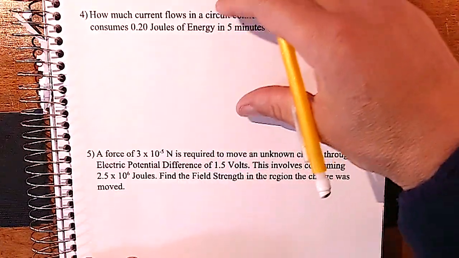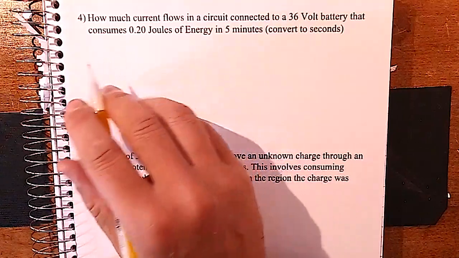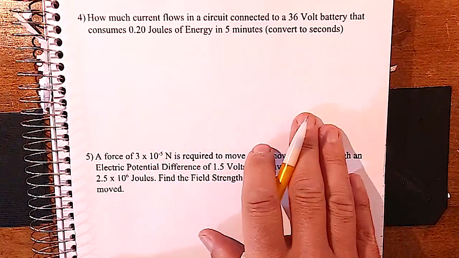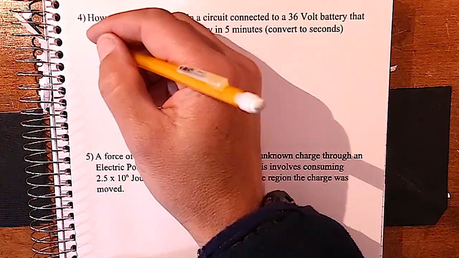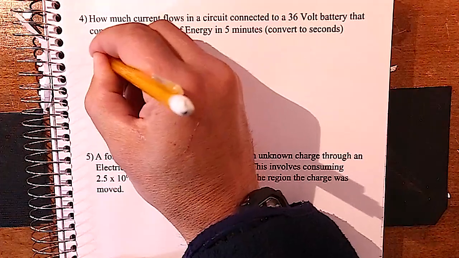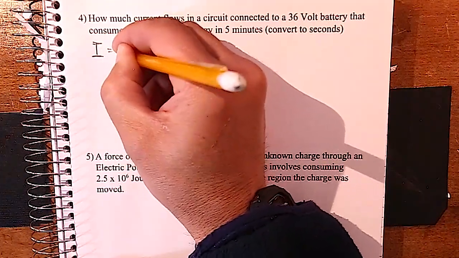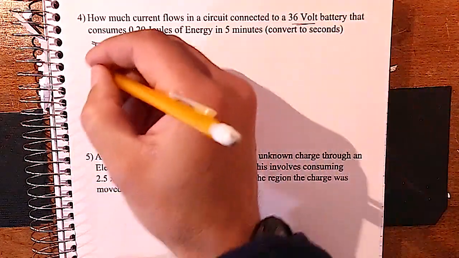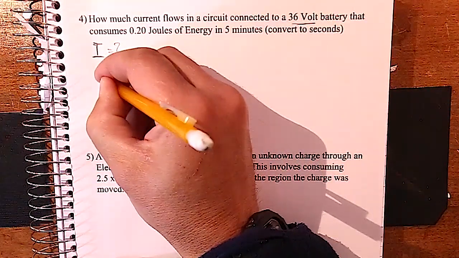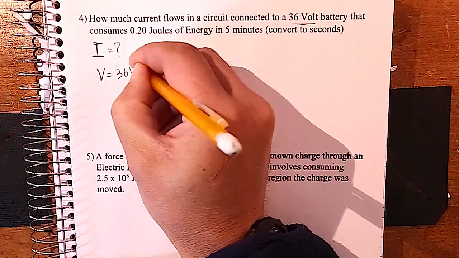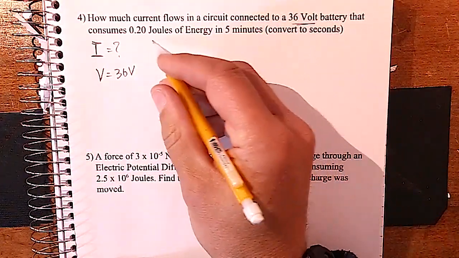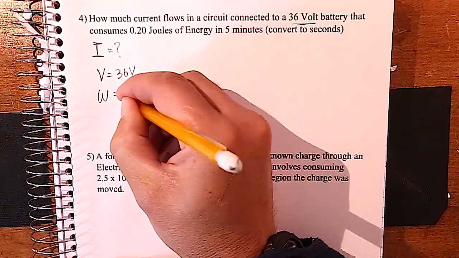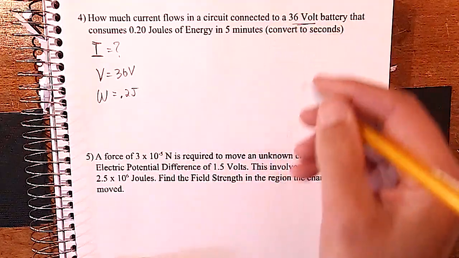Here it gets a little bit more tricky. So let's do what we've been doing, write down all our information before so that we can choose the right equation. How much current flows? So current, that's I, and that's question mark because we don't know what it is. Connected to 36 volts, what does 36 volts tell us? That's our voltage, 36 V, and the energy consumed is 0.2 joules. So our W is 0.2 joules in 5 minutes.